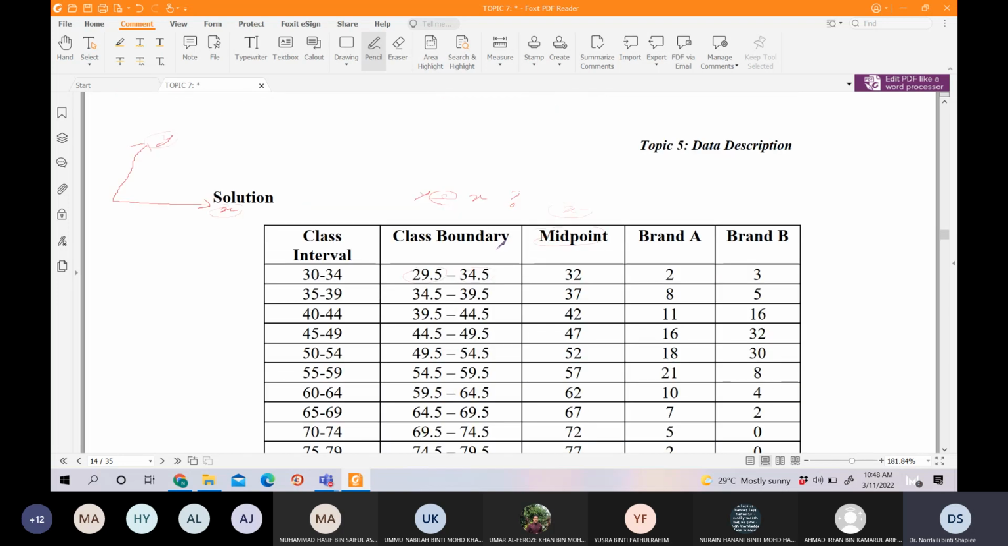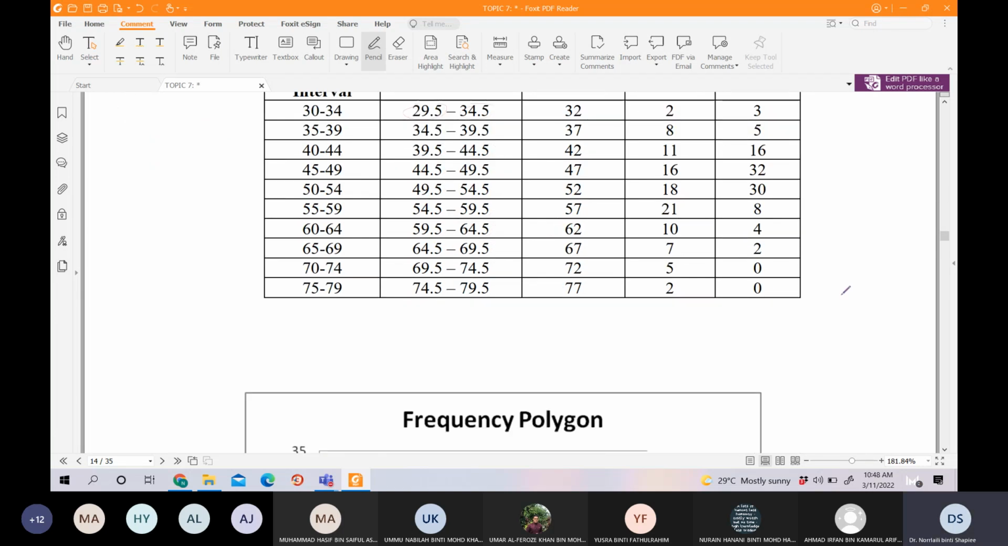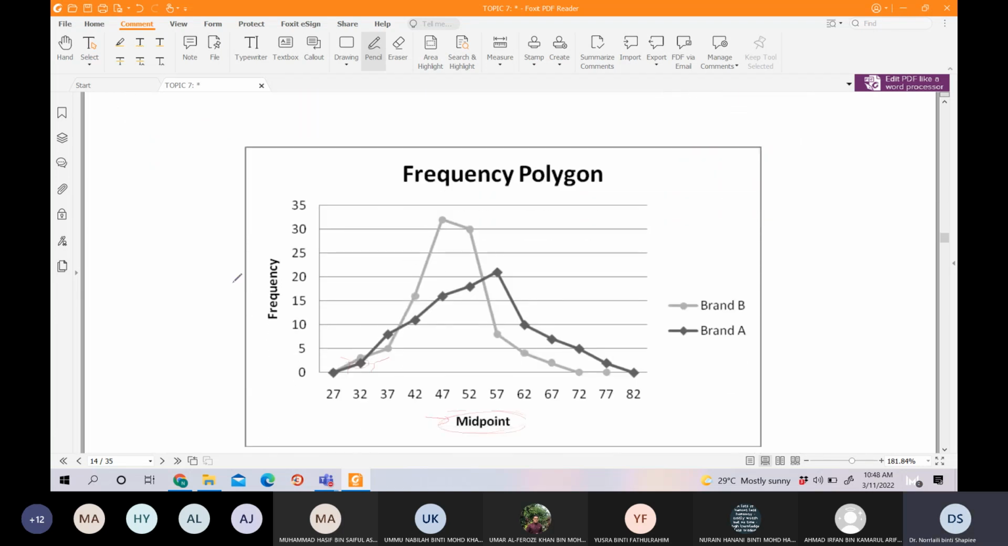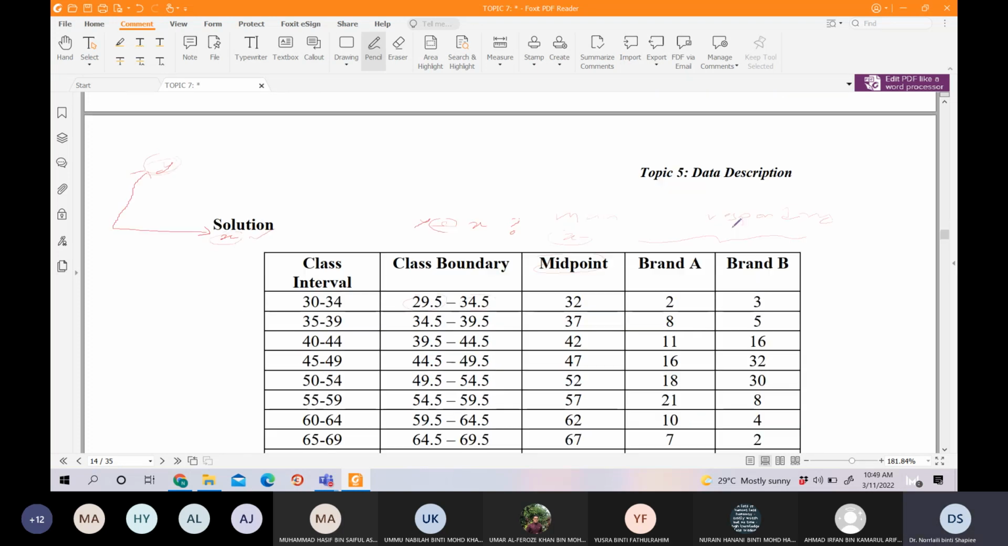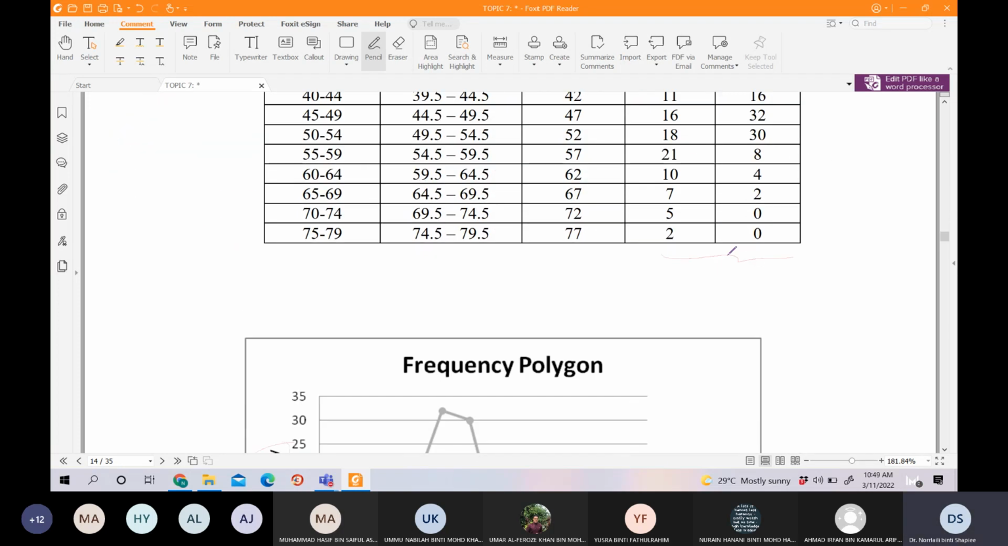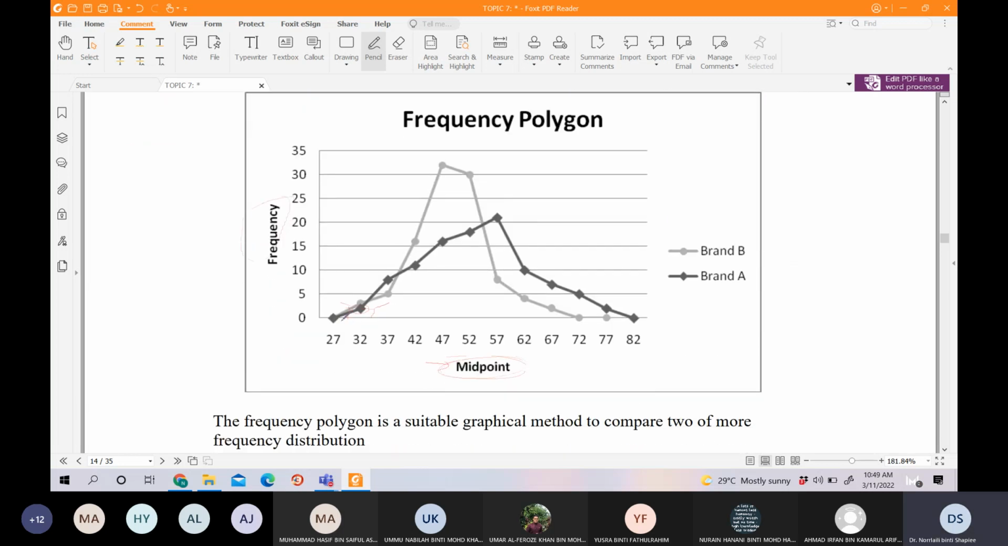And surely, this one is our manipulated variable, so this one is for the x-axis. And brand A, brand B are considered the responding variable. The responding variable is considered the y-axis, and this one we consider as the frequency also. So this is our frequency. Brand A and brand B. Okay, which one? This one, right? Start with 0, because we already know the frequency must start with 0.